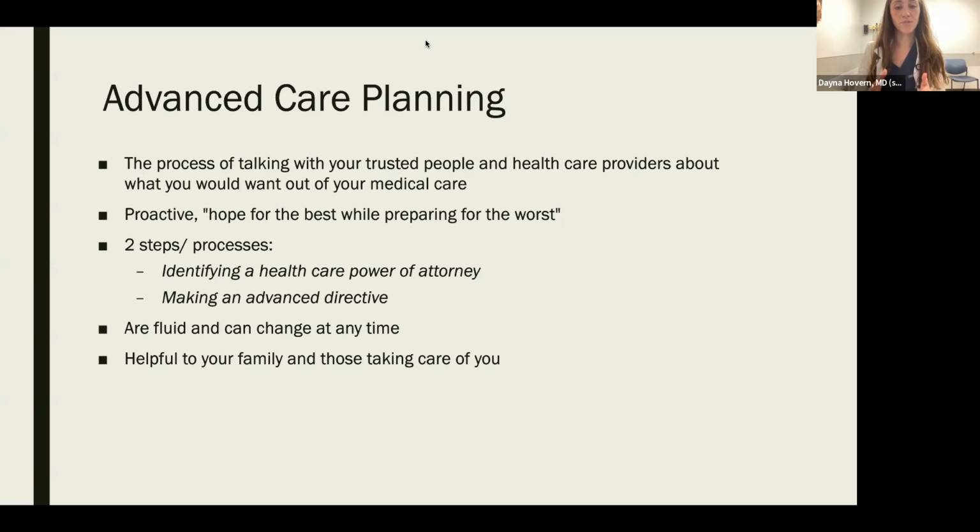And it's really helpful to go through this process with your family so that it can be less stressful for them as people are approaching end of life, or if they happen to get really, really sick. Okay.